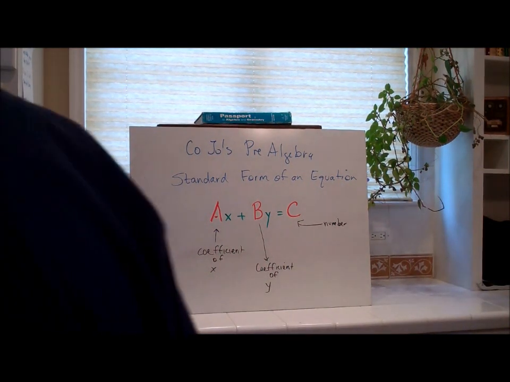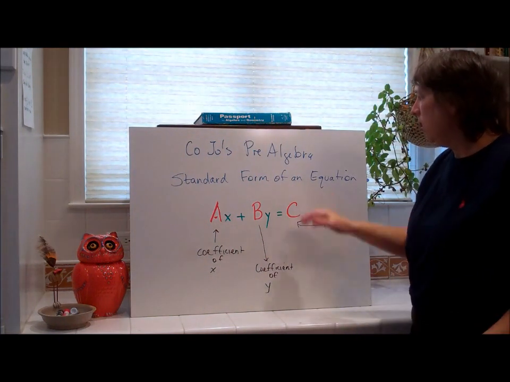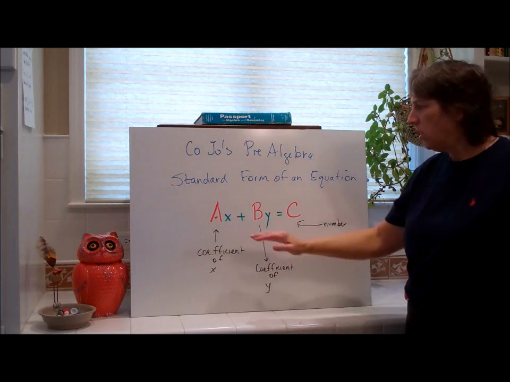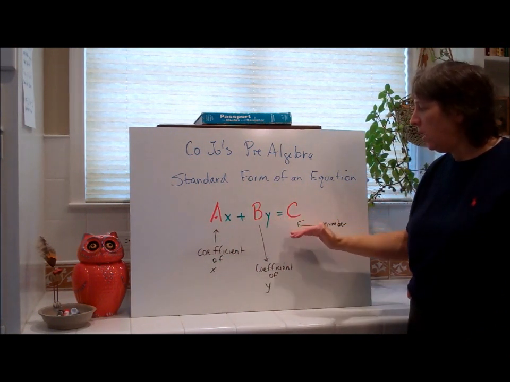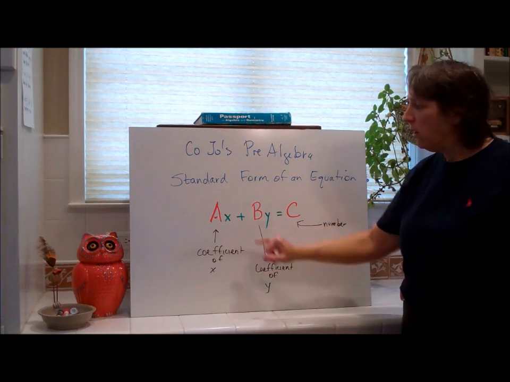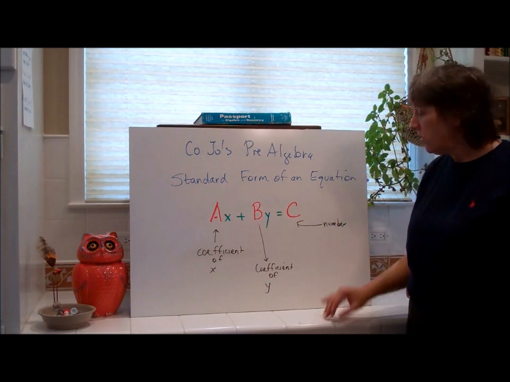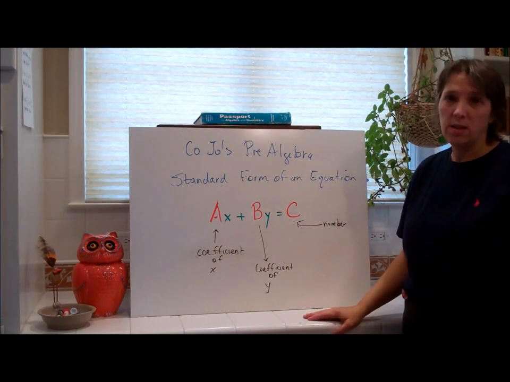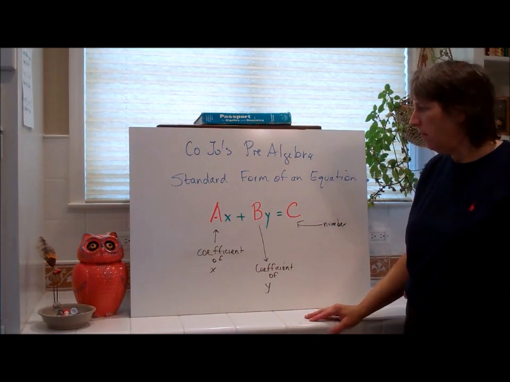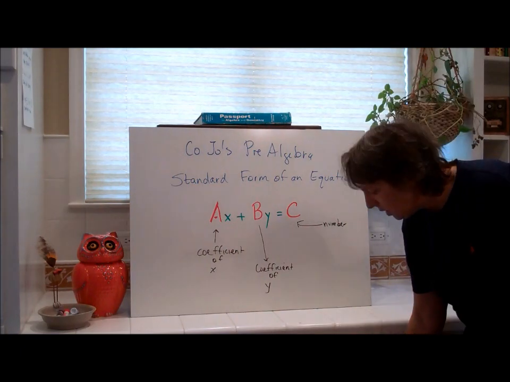Welcome to Kojo's Pre-Algebra, and today we're talking about standard form of an equation. I've given you the standard form of an equation, ax plus by equals c, where a and b are the coefficients of x and y, and notice they're capital letters. A, b, and c are all capital letters, and c is the number or the constant to the equation. You've heard me refer to that before, I hope you remember that. So the standard form of the equation is ax plus by equals c.